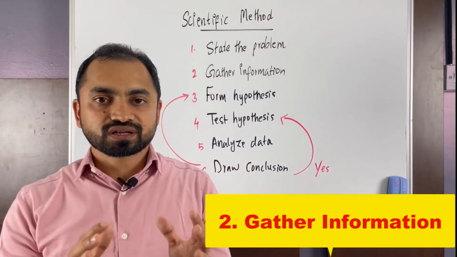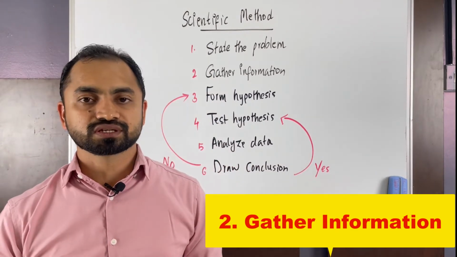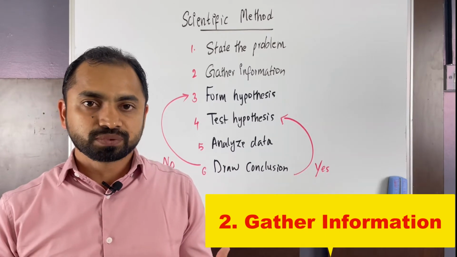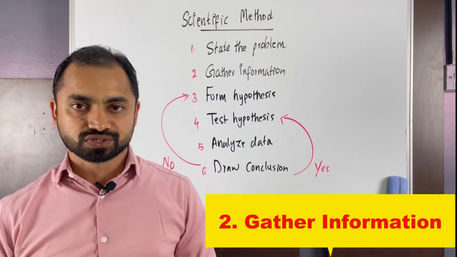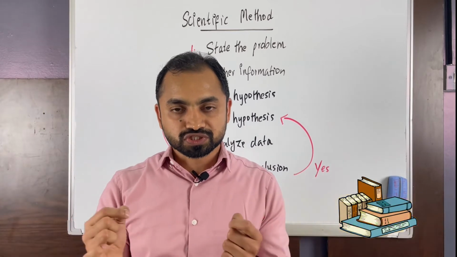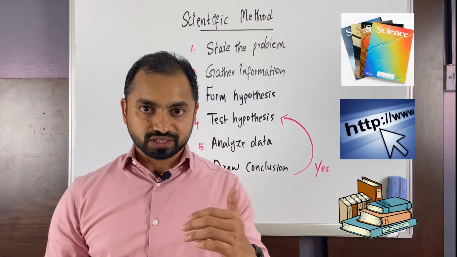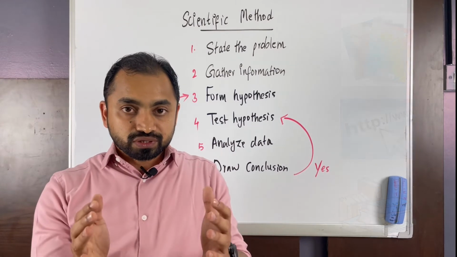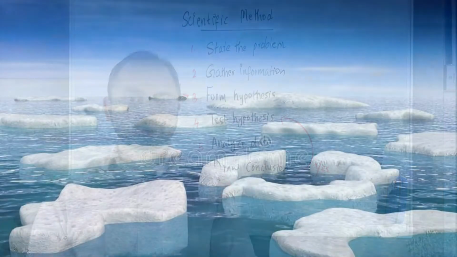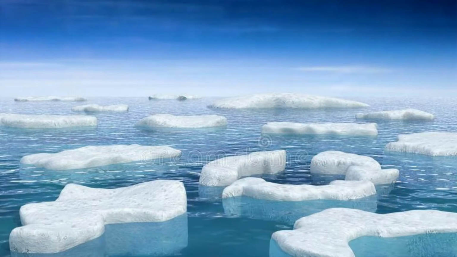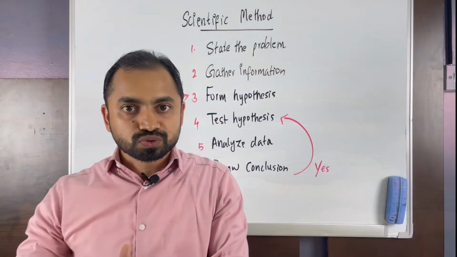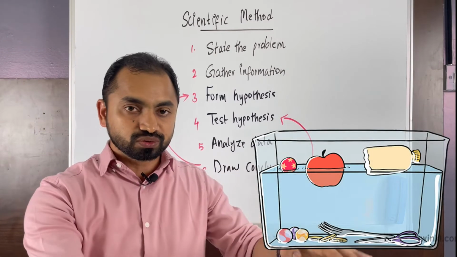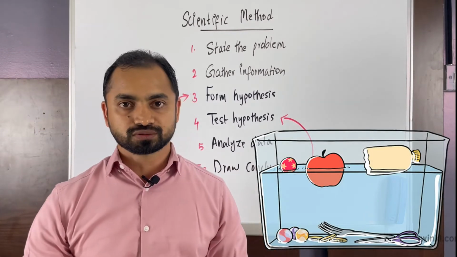Step 2 is gather information. During this step, we collect all available information about the problem. When we collect information, we need to depend only on reliable sources like books published by good universities, scientific journals, authentic websites, etc. During step 1, we stated our problem: why ice is floating on water. Now in step 2, we collect all information about objects that are floating on water and sinking in water.